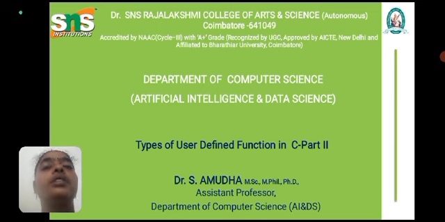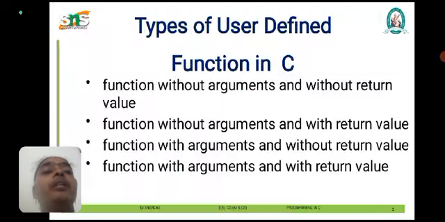Now we will discuss the types of user defined function in C, part 2. We already discussed part 1. The user defined functions in C are categorized into four types: function without arguments and without return values, function without arguments and with return values, function with arguments and without return values, and function with arguments and with return values. There are four types of user defined function available in C.